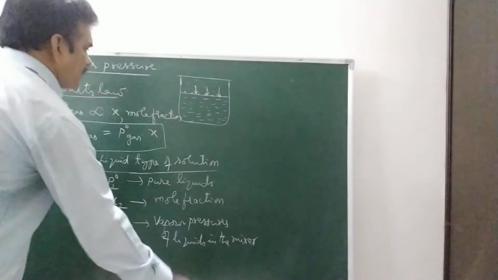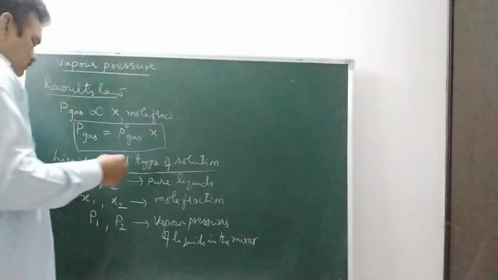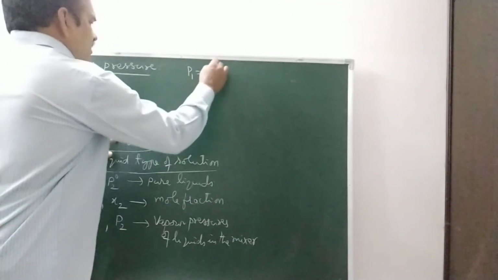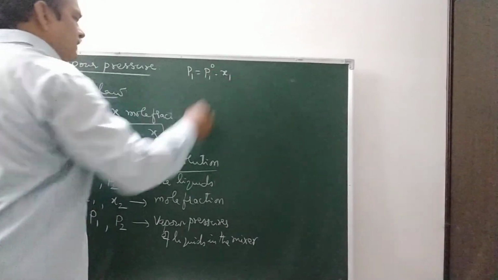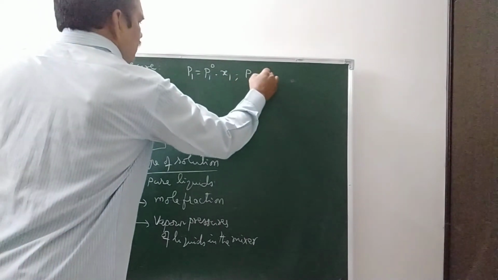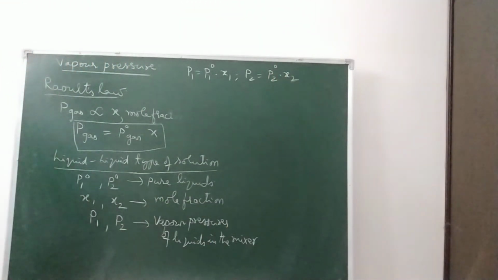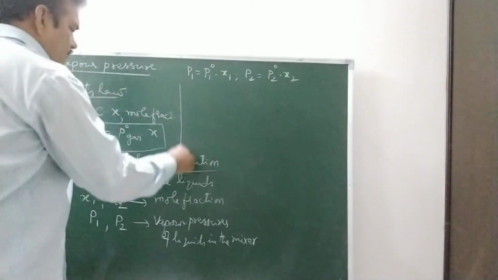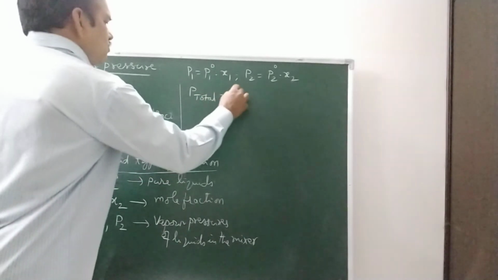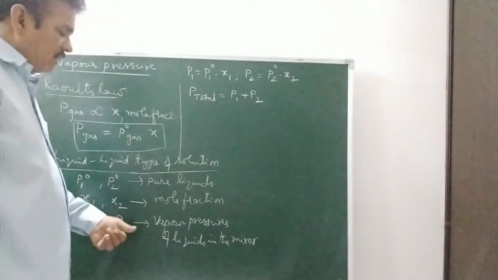Then according to Raoult's law, P1 is equal to P1 naught into x1. Similarly, P2 is equal to P2 naught into x2. So we want to take the total pressure. P total is equal to P1 plus P2. Total pressure in the mixture is equal to P1 plus P2.